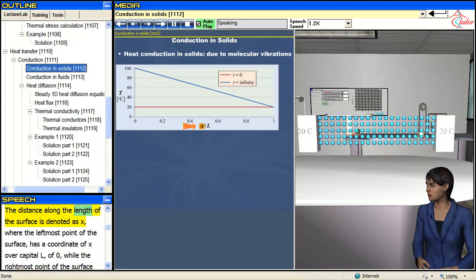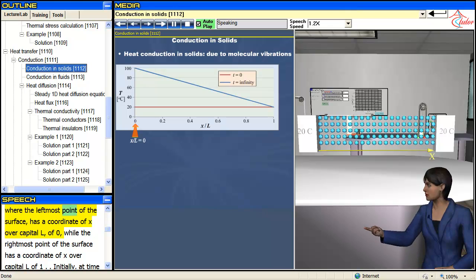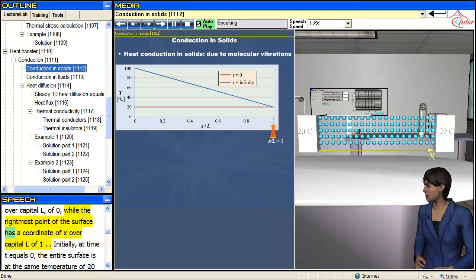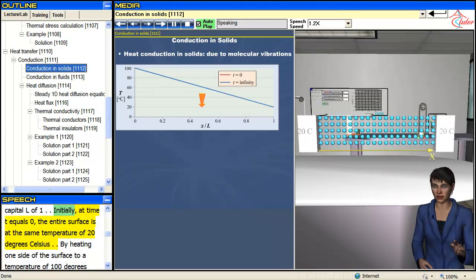The distance along the length of the surface is denoted as x, where the leftmost point of the surface has a coordinate of x over capital L of 0, while the rightmost point of the surface has a coordinate of x over capital L of 1. Initially, at time t equals 0, the entire surface is at the same temperature of 20 degrees Celsius.